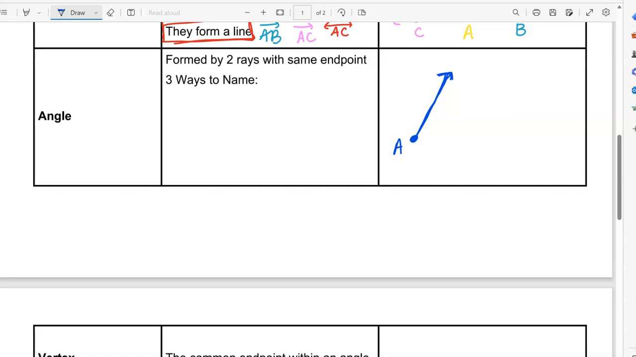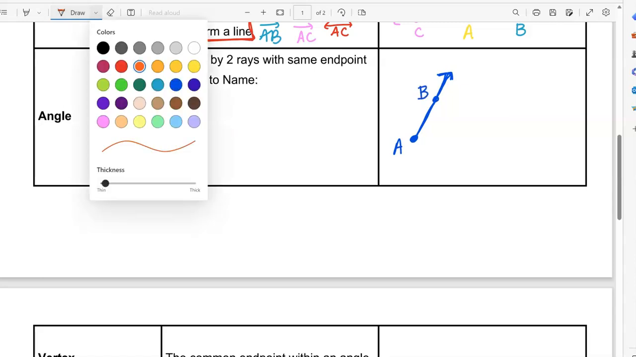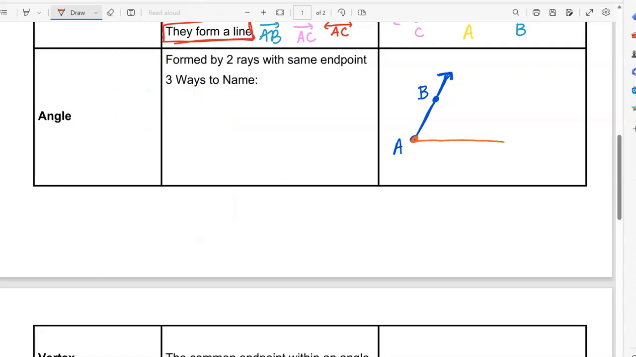Let's say this is ray A, B. And then we have another ray from here going this way. And this is A, I'll use a different letter, A, E. Okay, so we've got our two rays have the same endpoint, endpoint A. Now there are three ways to name an angle.